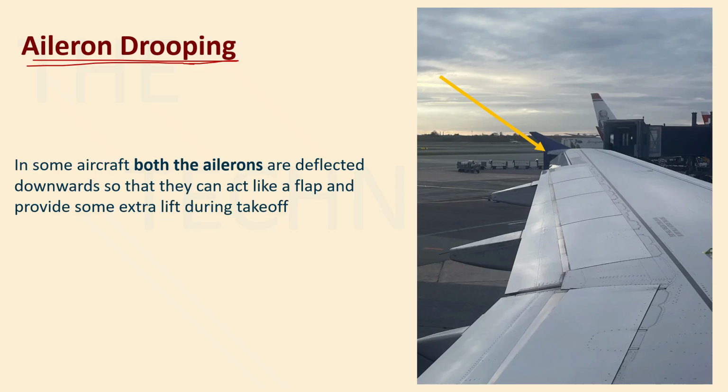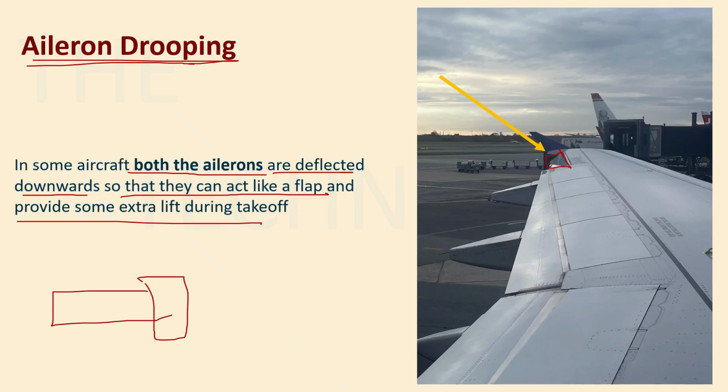What is aileron drooping? So in some aircraft, both the ailerons are deflected downwards so that they can act like flaps and provide some extra lift. It is just this portion that you're seeing here, this is aileron, but ailerons are there for turning in opposite directions, right? So you have an aircraft, you have one wing here, you have one wing here. If this aileron is going downward, this aileron will go upwards, right? This is how the ailerons work normally.